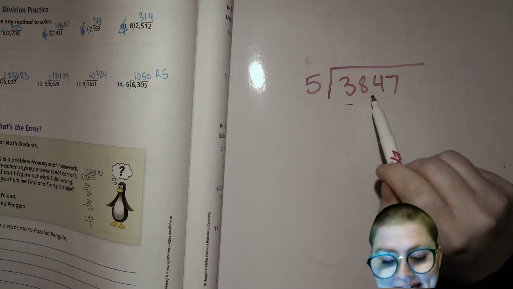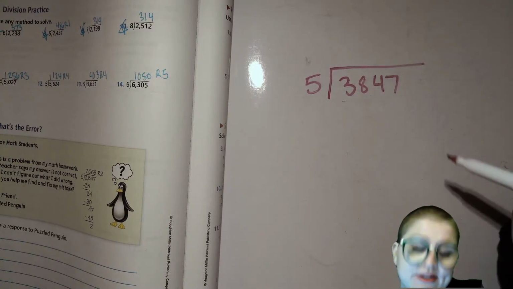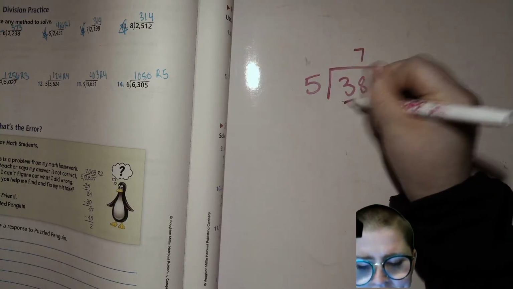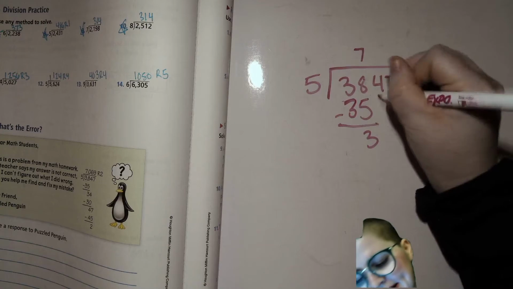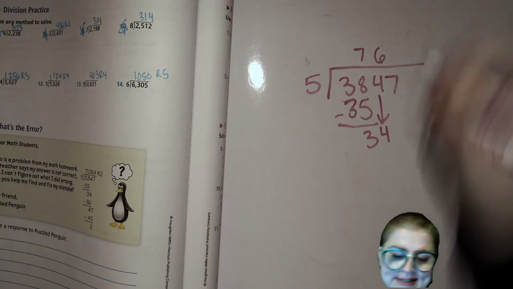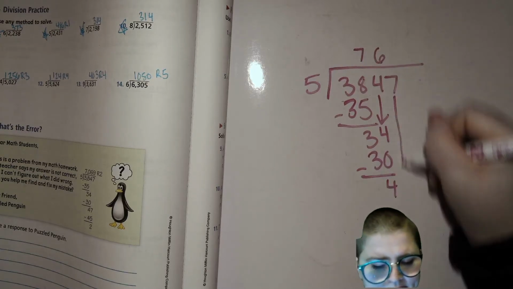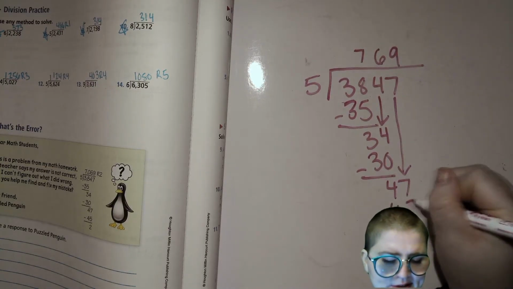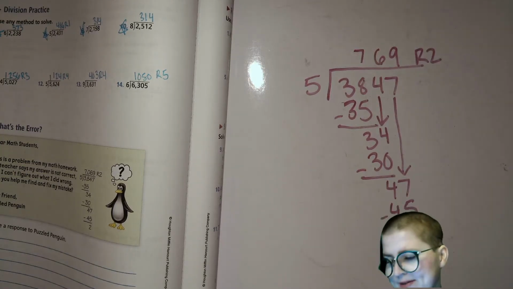So we're going to go to 38, right? So 5 times what is 38? Or 5 times how many hundreds is 3,800? Well, let's do 7. And we'll have 35, 3, bring it on down and bring it on back. Get that 4 in there. Okay, 5 times what is 34? 6, 30. Subtract, get 4, and bring it on down and bring it on 7. 5 times 9 is 45. 2. Remainder 2.